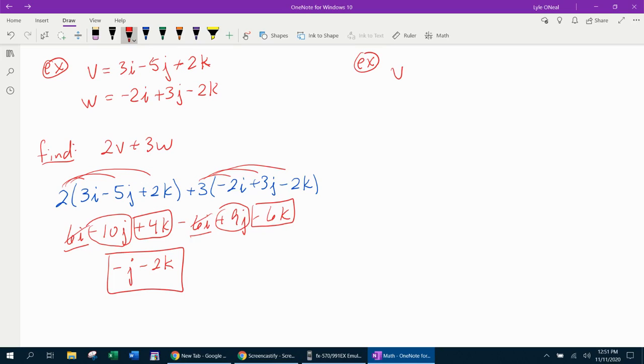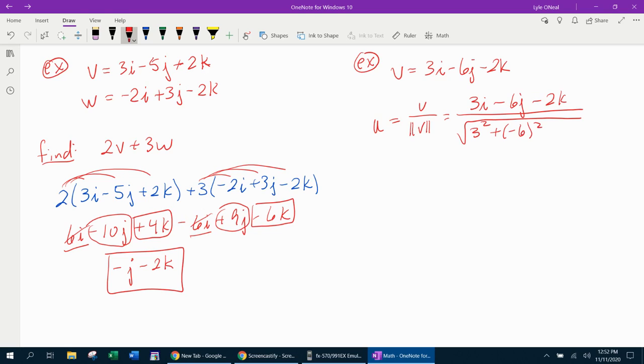Next example, we are given vector v is 3i minus 6j minus 2k. And here they ask us to find the unit vector. And I didn't actually write that formula down in this section because it's identical to the unit vector formula we have covered previously. So that formula is v over the magnitude of v, which is the original vector, divided by its magnitude. 3 squared plus negative 6 squared plus negative 2 squared. And remember, when you're doing a unit vector, you do need to divide the fraction up into 3 individual fractions so that you can see the coefficients for i, j, and k separately.